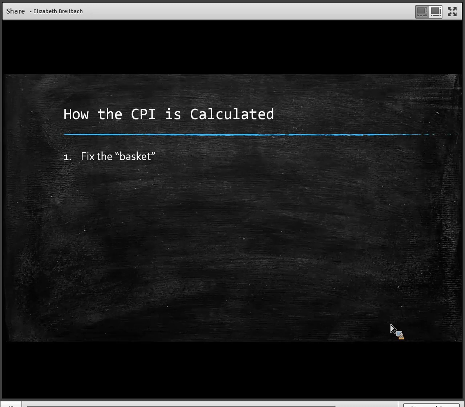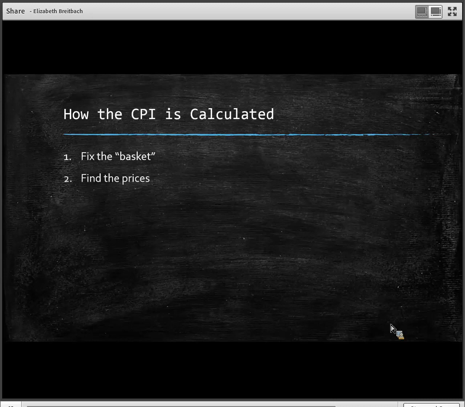So they fix the basket and they say the average consumer household purchases X units of housing. They purchase this many pounds of bananas each year. The average household purchases one prom dress. And so all of those different items that we think about going into our budget on a yearly basis go into that basket.